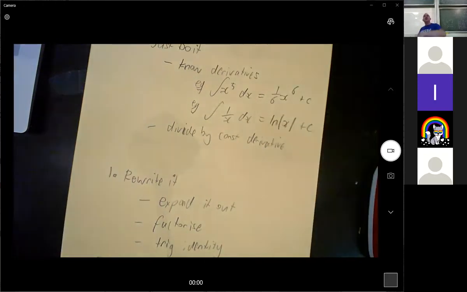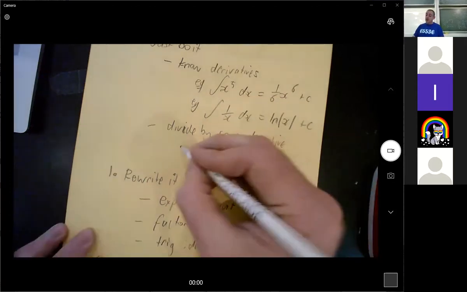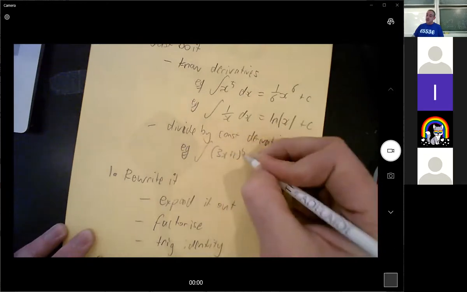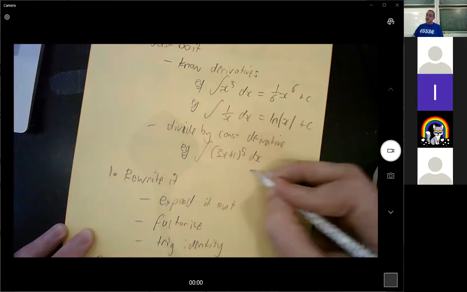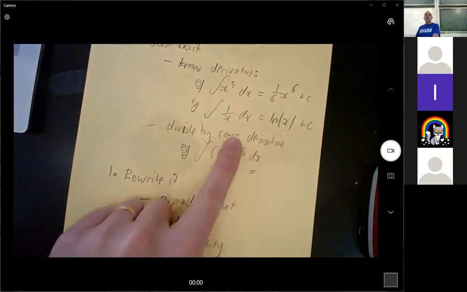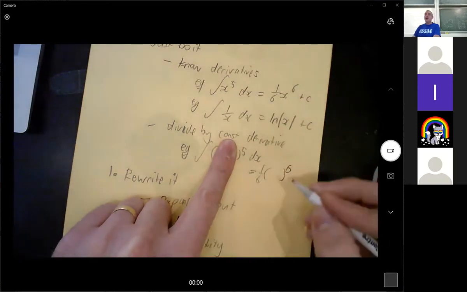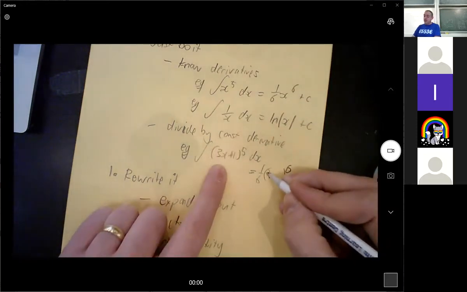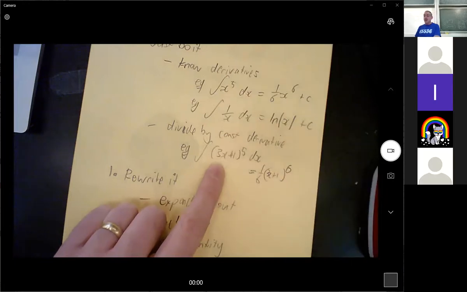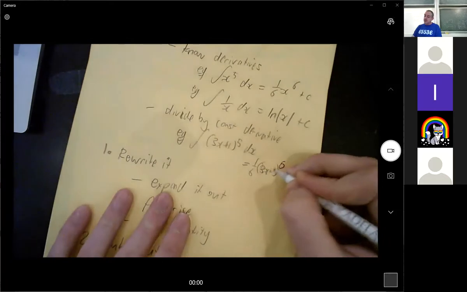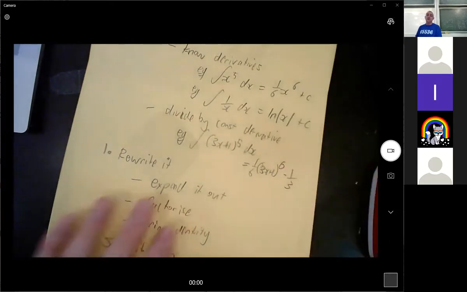It's technically a kind of substitution, but it happens so often you're allowed to do it without saying that you did substitution. And the example goes, I would know what to do if that was just an x. I would put the power up by 1 and divide by the new one. But it's not an x. It's a 3x plus 1. And the derivative of 3x plus 1 is a constant. So I'm going to have to divide by that constant.